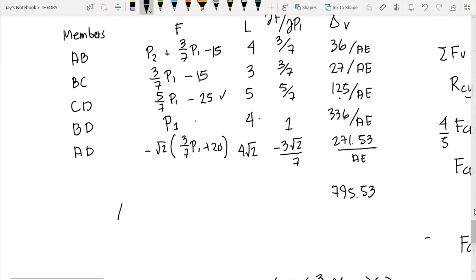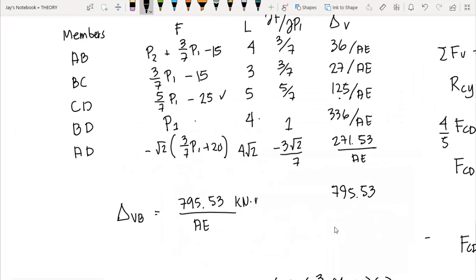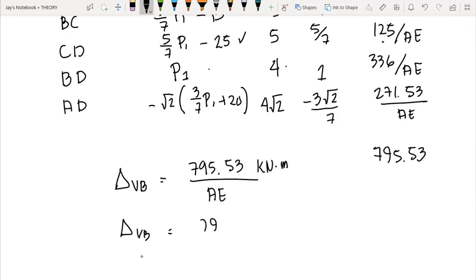So therefore, the vertical component of the deflection of joint B is equal to 795.53 over AE. The unit of the numerator is in terms of kilonewton meter. Okay? And to compute the exact value, we have 795.53. So we multiply 1,000 to convert kilonewton to newton, and another 1,000 to convert meter to millimeter.